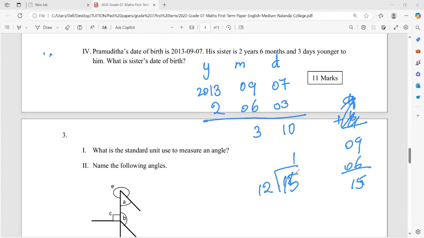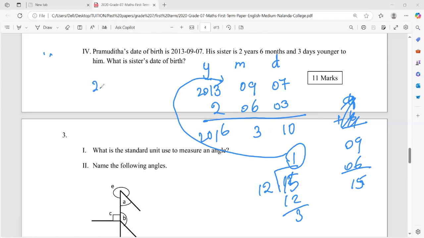How many 12s? That's 1 12. 12 into 1 is 12. When you subtract, it is 3. Fine. And this is a year, so it has to go here, right? That means 3 plus 1 is 4. 4 plus 2 is 6. Then 2013 plus 3 is 2016. So his sister's birthday is 2016, 3, 10. This is the birthday of his sister.